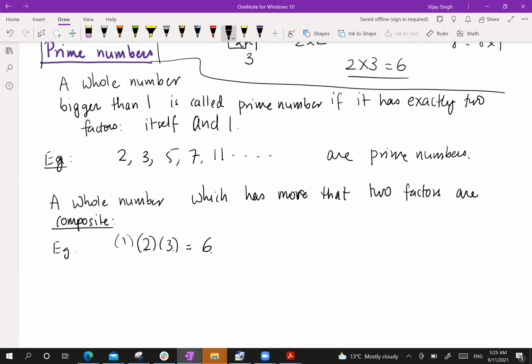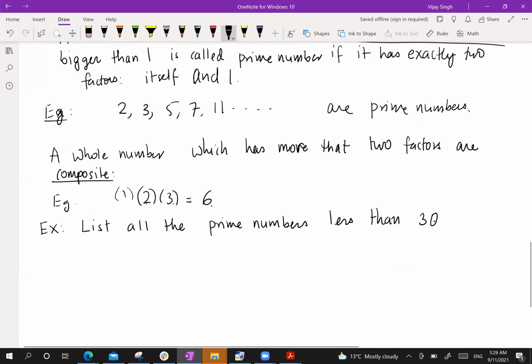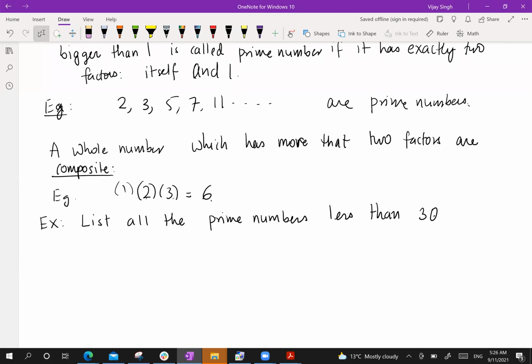Or in other words, if it has more than one prime factor, then it is composite. Yeah, because one is there all the time. So can we list? Let's see. So, exercise again. List all the prime numbers less than 30. Okay, let's start. So 1 is not a prime because the prime has to be bigger than 1.